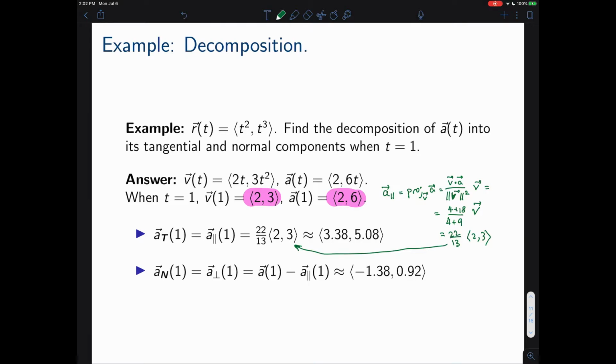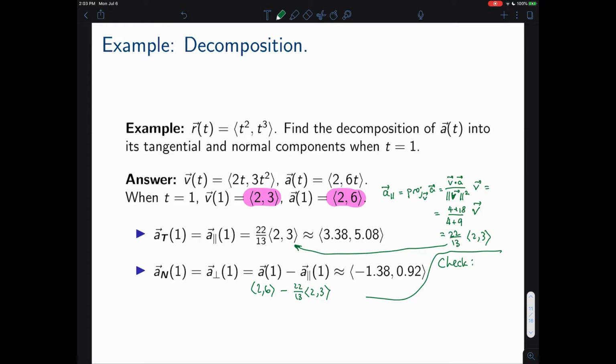For the normal component, or perpendicular component, we subtract. So this 2, 6 minus 22 over 13, 2, 3. And you could do a little fraction arithmetic, put the first vector on a common denominator of 13, and work out what you get. I'll leave that for you if you're interested, but it comes out to be minus 1.38, 0.92. Do you know how we can check? How we can check our work?